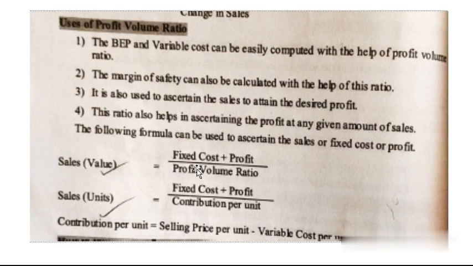So suppose in the question they have not given you amount, they have given you units, then the sales unit formula will be used, that is fixed cost plus profit divided by contribution per unit. Next, contribution per unit is equal to selling price per unit minus variable cost per unit. So how you are supposed to find contribution is selling price per unit minus variable cost per unit.